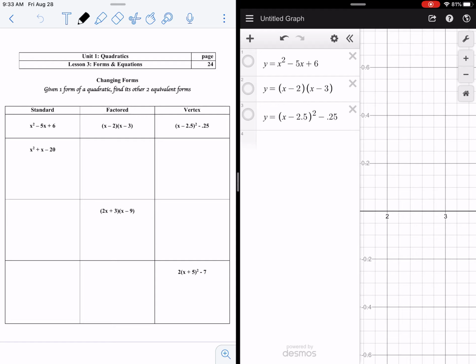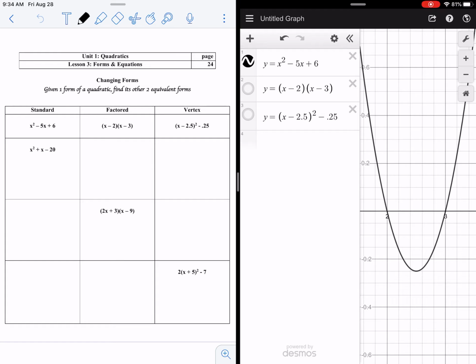Now, there is a way that you can shortcut this, and the way that you can shortcut this stuff is using Desmos. This works for any multiple choice question where they want you to change the form of a given equation into an equivalent form. So first thing I want to do is type in, say I'm given the standard form x squared minus 5x plus 6. I type it in Desmos, y equals x squared minus 5x plus 6.